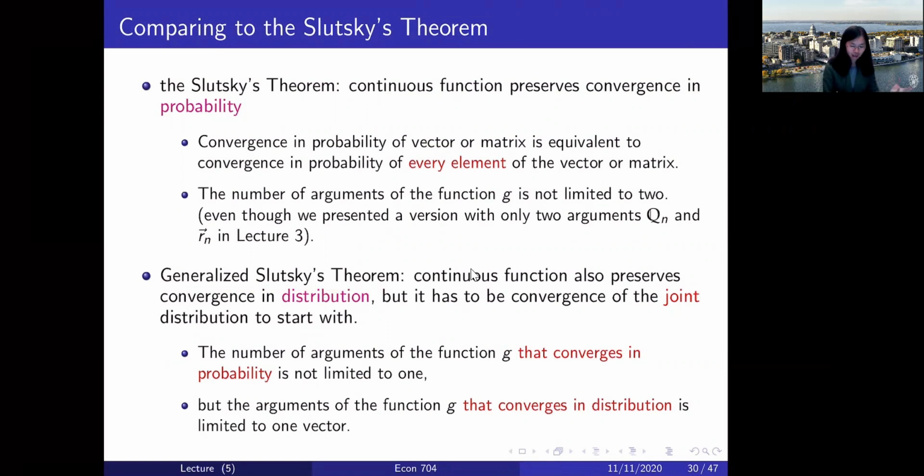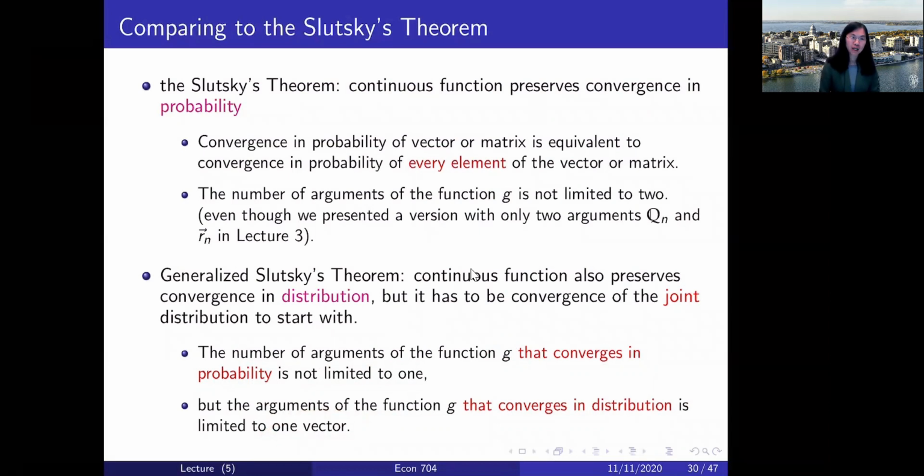It can have other arguments that converge in probability. Okay, so the number of arguments of the function G that converge in probability is not limited to 1, but the arguments of the function G that converge in distribution are limited to 1. That 1 can be a vector, but limited to 1 vector.